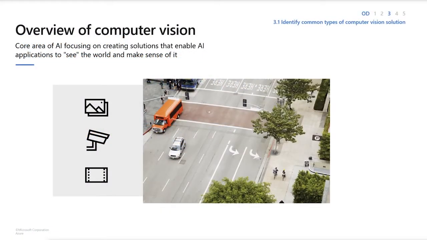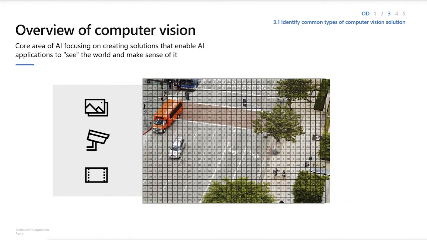Computer vision is actually one of those core areas of artificial intelligence that focuses on creating a solution that allows your AI applications to, quote, see the world and make sense of it. So let's actually think about how computers can see, because we're not gluing googly eyes on a computer. First, computers are capable of processing images, whether they're from a live camera feed, from digital photographs, or even videos.